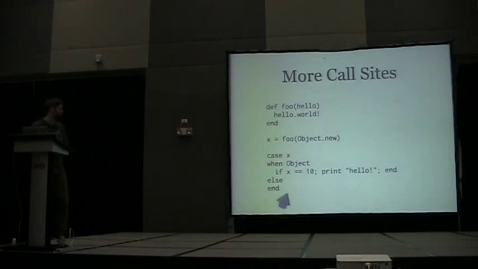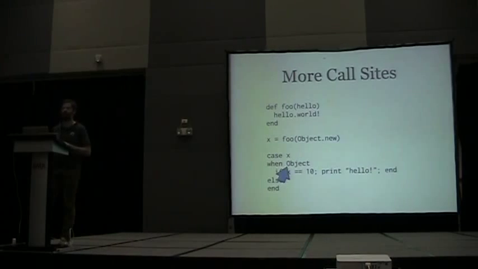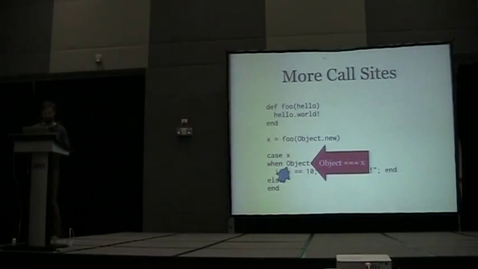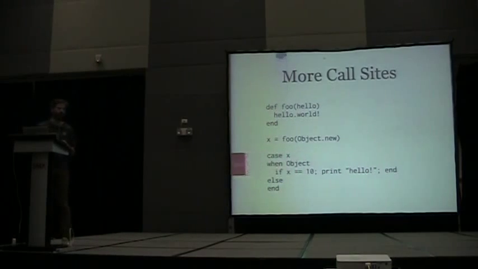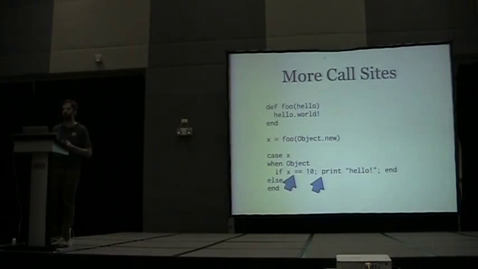Another place here, we have another call site here, which is interesting. You can think about case when statements as translating to object triple equals x. So we have a call site there as well. One here with the double equals, another here with the print statement as well. So there's call sites all over this code when you're looking at it. So now that we know where call sites are generally located when we're looking at code, we can kind of see where those things are.